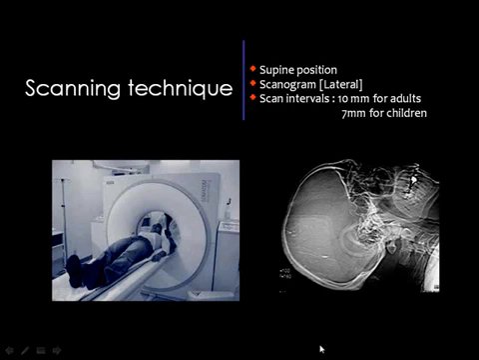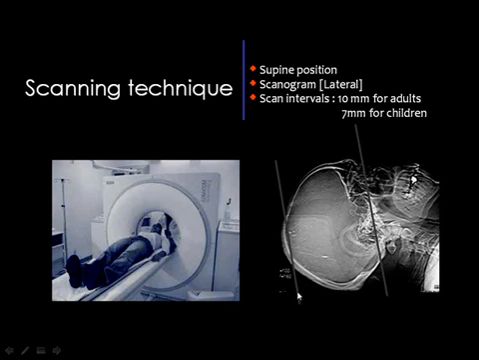Then, in order to have the scan, the patient will lie on the bed of the machine. This is the CT machine, and we start the examination with this image, which is known as the scanogram. The scanogram is just a plain X-ray of the part to be examined, and its value is to locate the area to be scanned.